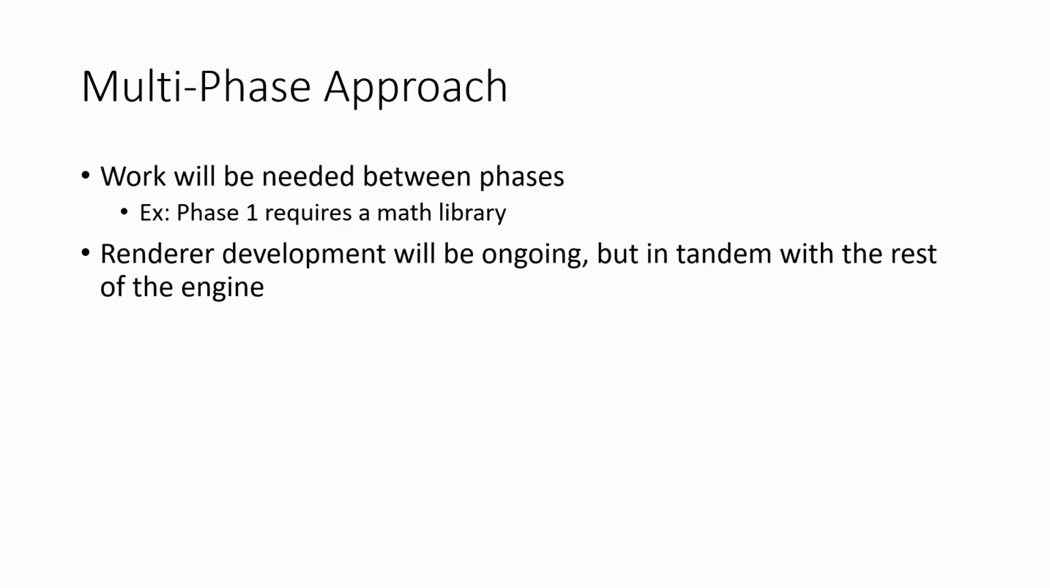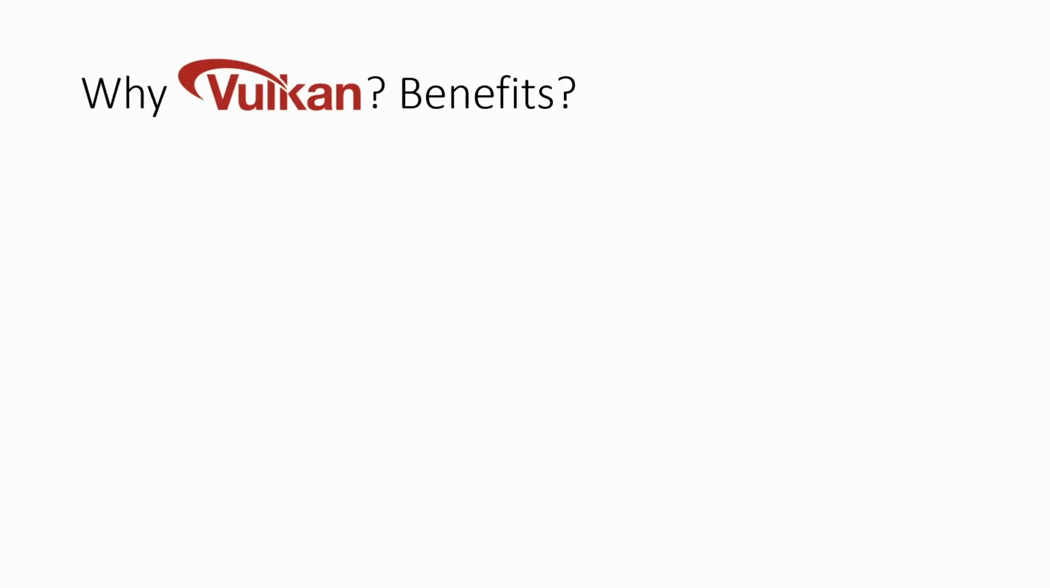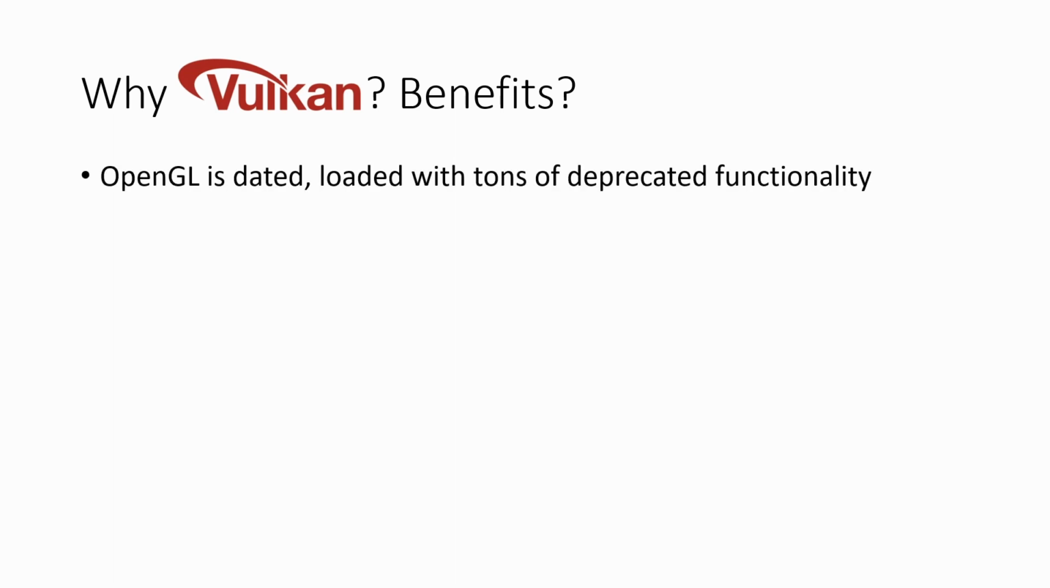Okay, so you might be asking at this point, why are we using Vulkan? What are the benefits to this? Well, OpenGL has been around a long time. It's kind of dated. It's loaded with tons of deprecated functionality, which granted, you could just not use. But it's also got a lot of things that it handles under the hood for you that aren't necessarily the most efficient in terms of the way that modern GPUs work, right? As I mentioned, OpenGL has been around for a lot of time. It actually has a lot of state that it manages for you under the hood, and that's not always going to be the best thing, right? It doesn't always offer us the amount of control that maybe we want.